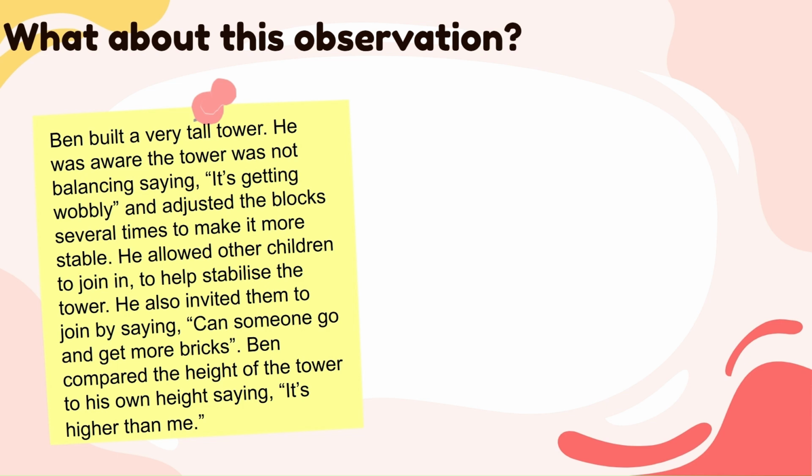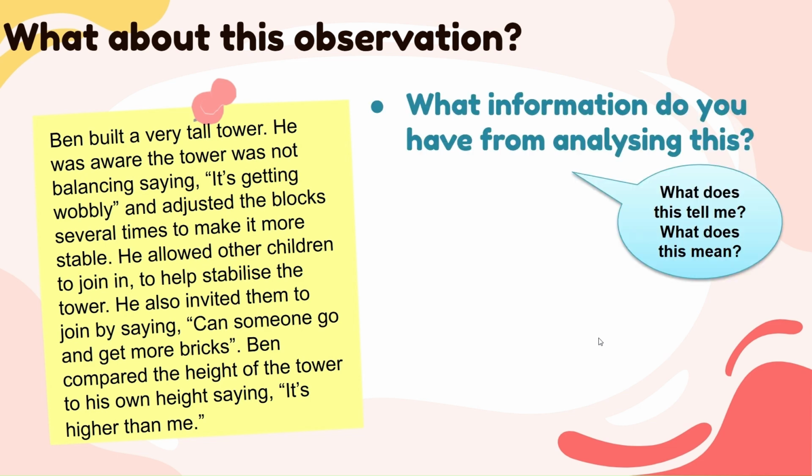Once we have recorded what we've noticed, we then have to consider the act part of the observation cycle. What information can we analyse from this? What does it tell us? Pause the video here and take a few minutes to consider this.